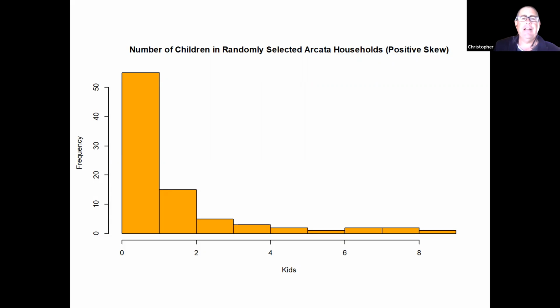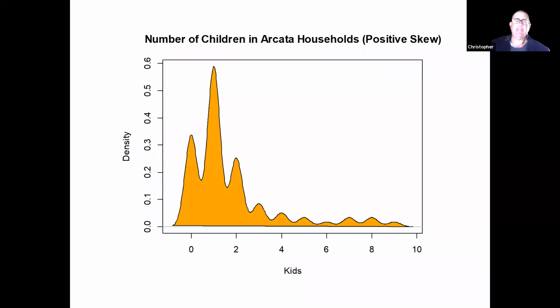This is what's commonly called a positively skewed graph. Most of the scores are at the lower end, with a tail going up into the higher end. And you can see with the density plot what that might look like.